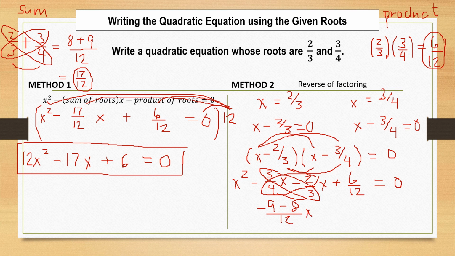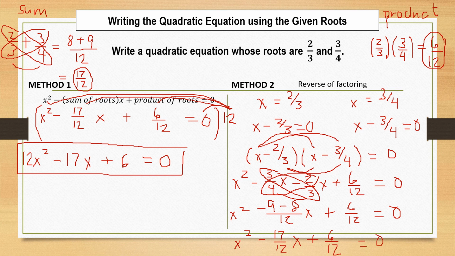Bring down x. So we have x squared, and then bring down also 6/12 is equal to 0. So here we now have x squared, negative 9 minus 8 is negative 17/12 x plus 6/12 is equal to 0.